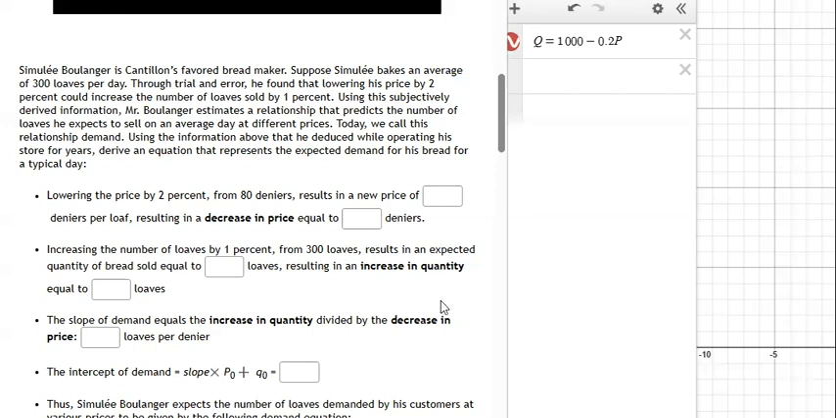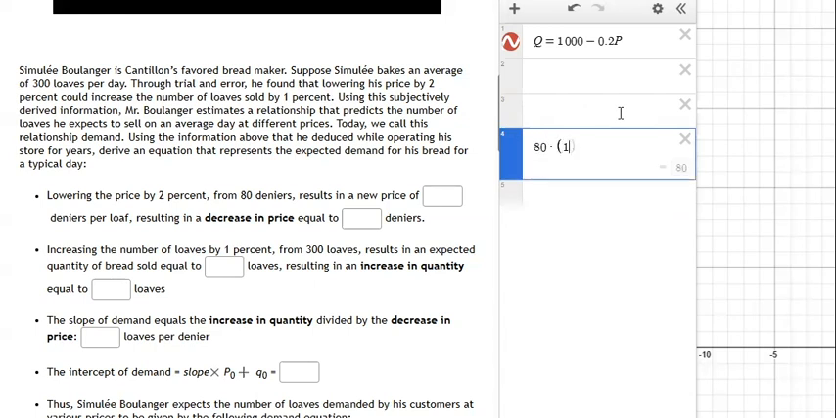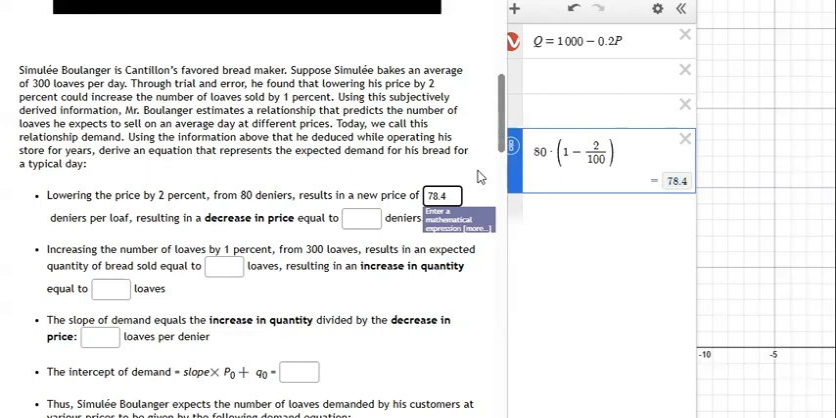Lowering the price by 2% from 80 deniers results in a new price of what? Well, I'm going to use Desmos over here as a calculator. I have 80 deniers times 1 minus 2%. 2% is just 2 divided by 100, because cent is another word for 100. It results in a new price of 78.4 deniers. I'm going to press enter to make sure I got the answer correct.